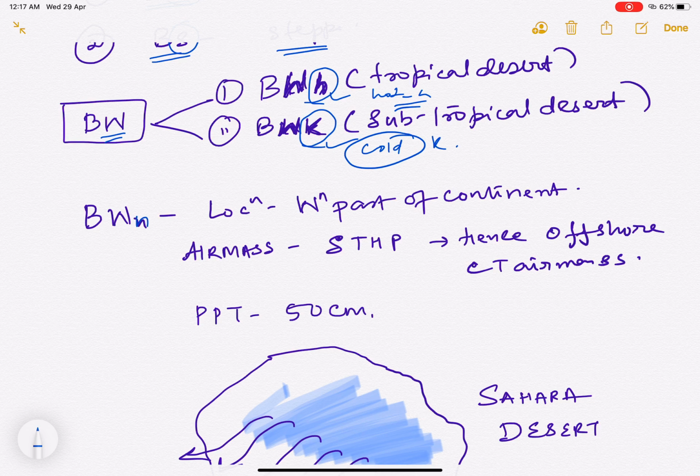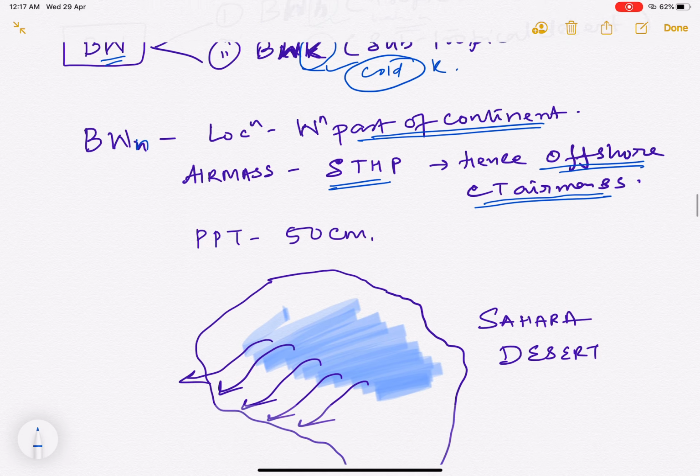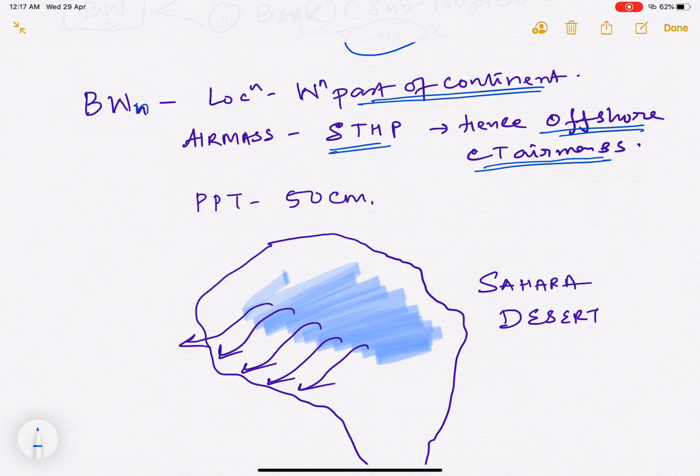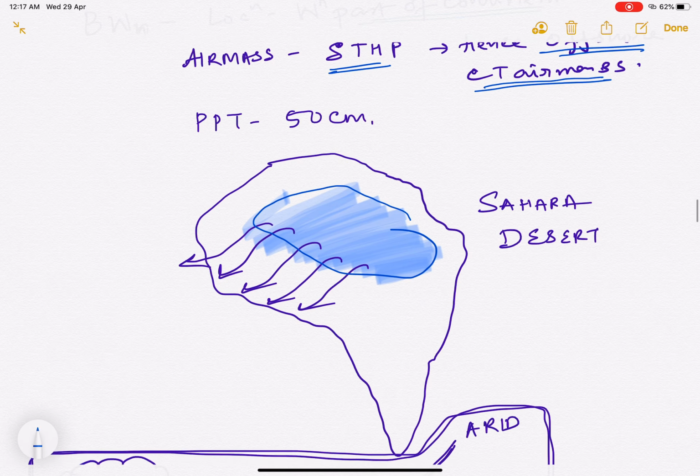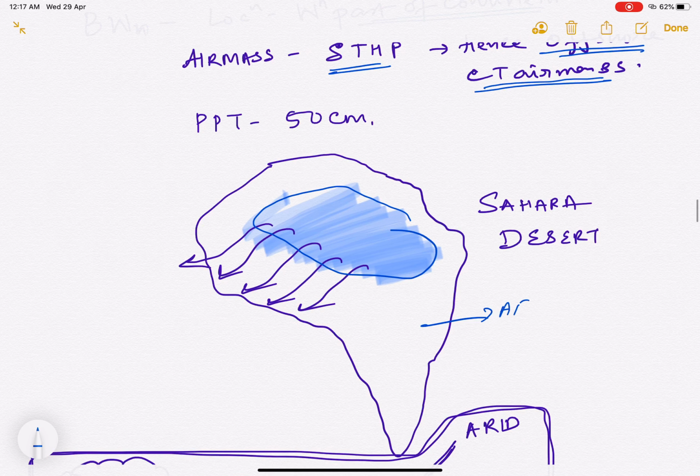Now, BWH type of the climate is located in the western part of the continent. Basically the air mass, that is the subtropical high pressure, prevails over here, hence the offshore wind, hence continental tropical, hence it's the subtropical high pressure zone. As a result there is a prevailing offshore wind, and this is the example. This is your Sahara desert in the African continent. It is the prevalence of this high pressure of air that results in the offshore wind.